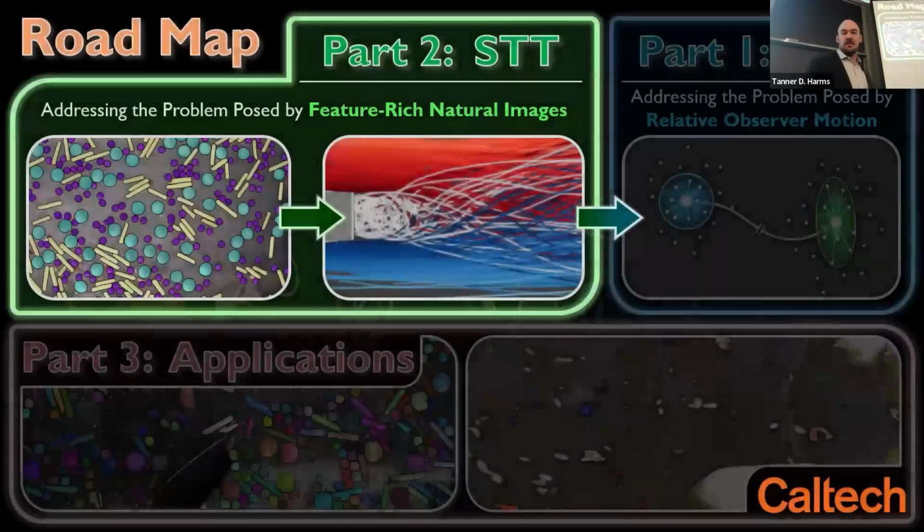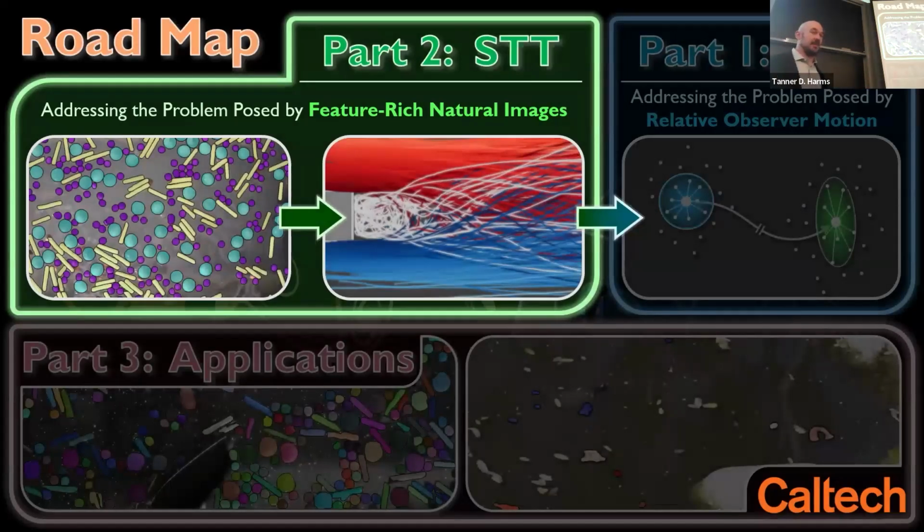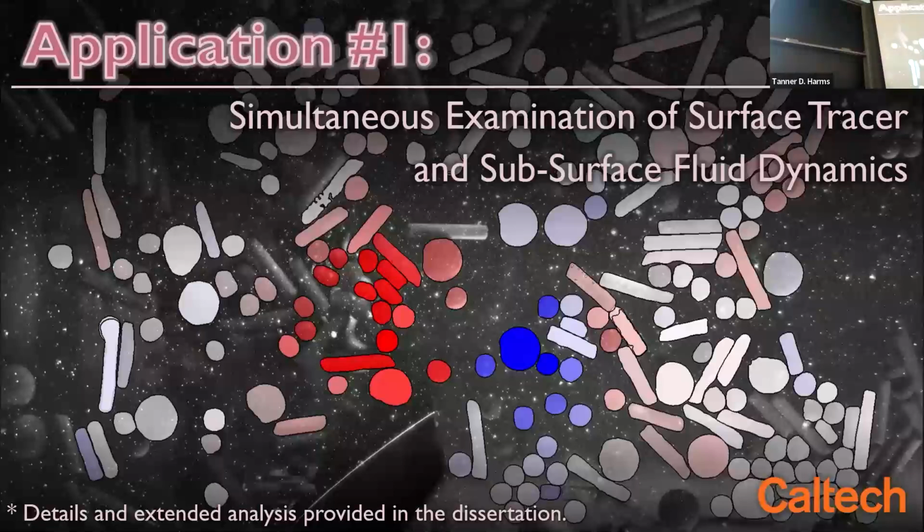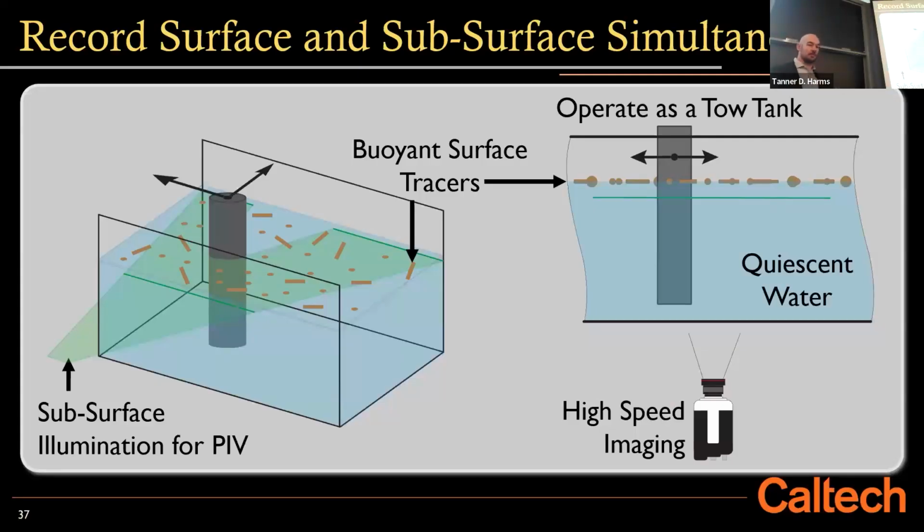All right. So we've looked at semantic tracer tracking. We have a framework for analyzing data, and let's finally go to some applications. The first application we're going to study is the simultaneous examination of surface tracer and subsurface fluid dynamics. So here's the schematic for our experiment. Effectively, we're looking at tracers on the surface of the water and performing PIV directly beneath the surface of the water.